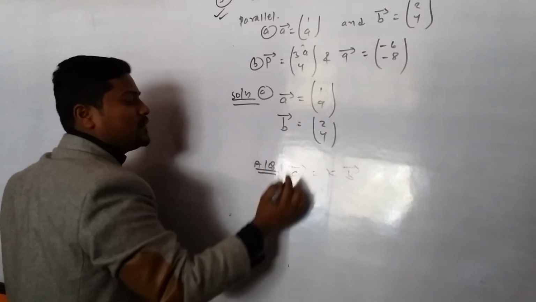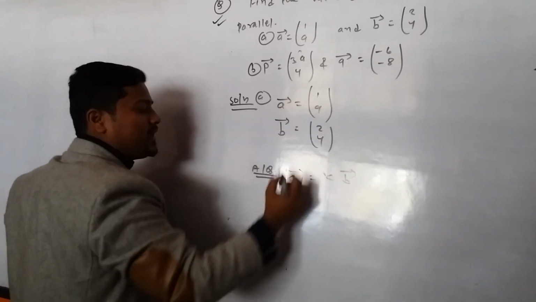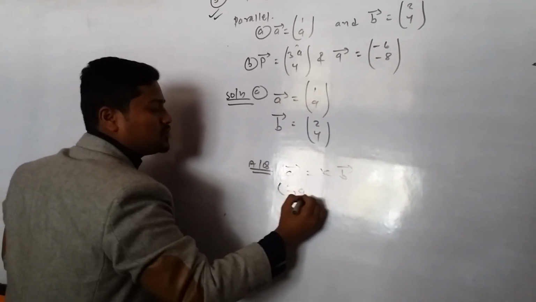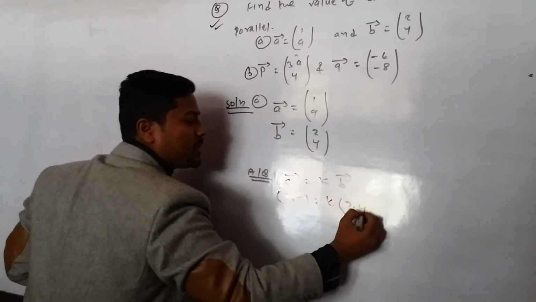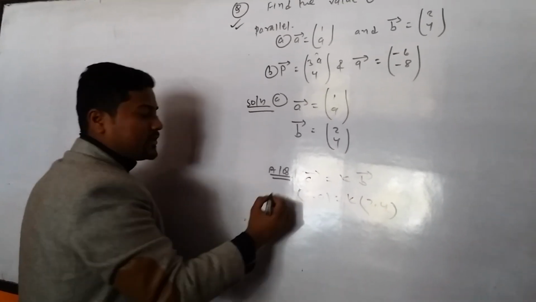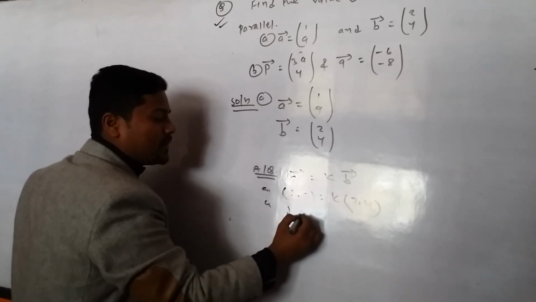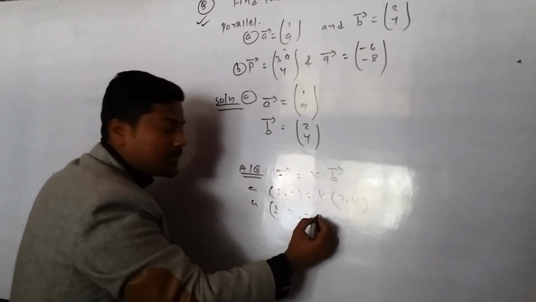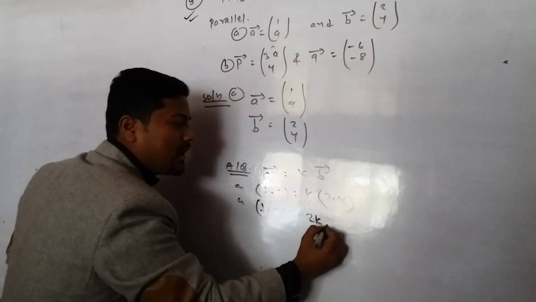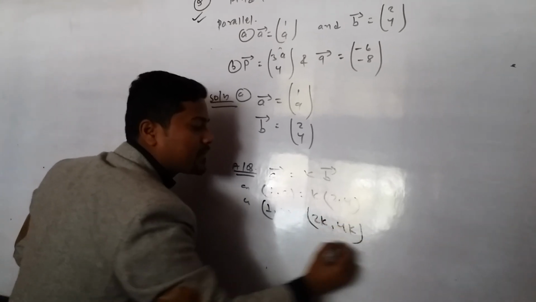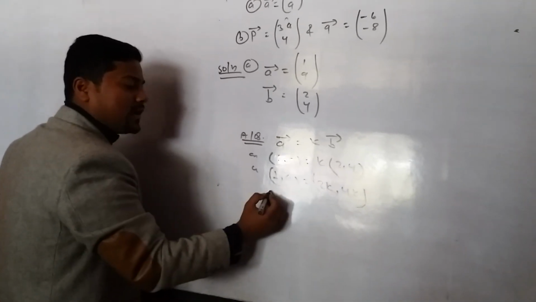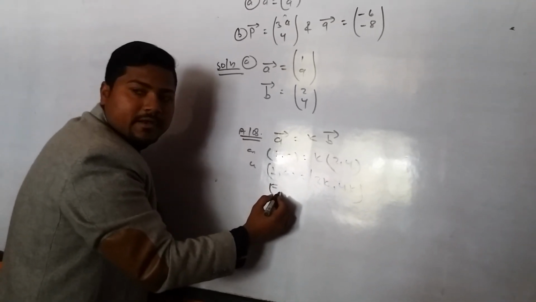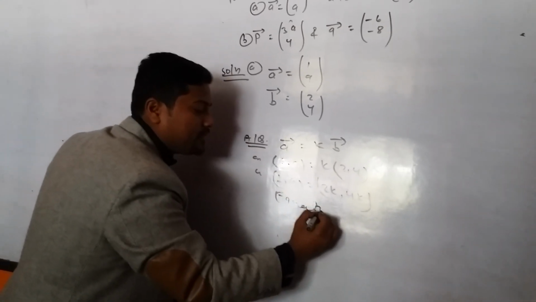So now A vector value is what given? We can write 1 A, so you can write 1 comma A also. K times B vector. B vector value is what? 2 4, 2 comma 4. In this way we can write. So now we can multiply: 1 comma A equals 2K, and now what comes? 4K. Now we do what? Equating the corresponding elements.